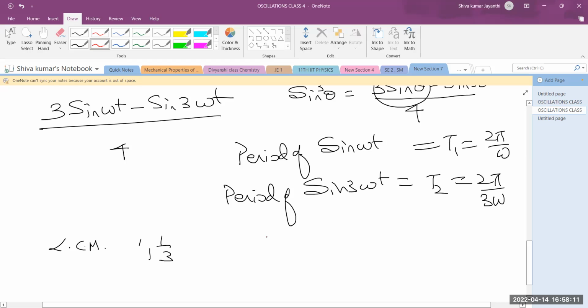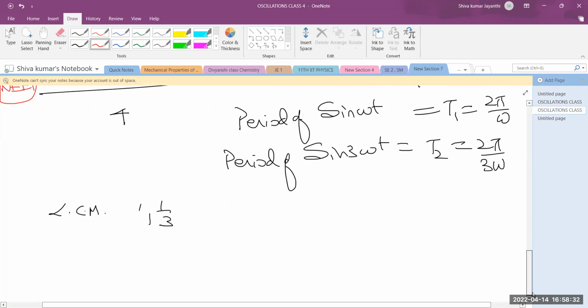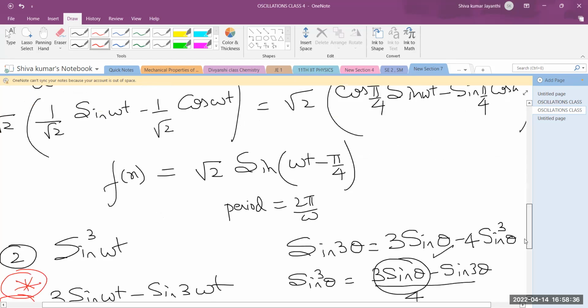So understood that? If you don't understand this also, no problem, children. This is not going to come in your exam. This is just for NEET. In NEET only these types of questions will come. It's there in your NEET book today. I will send you some of the questions from your notebook. So you can leave it.